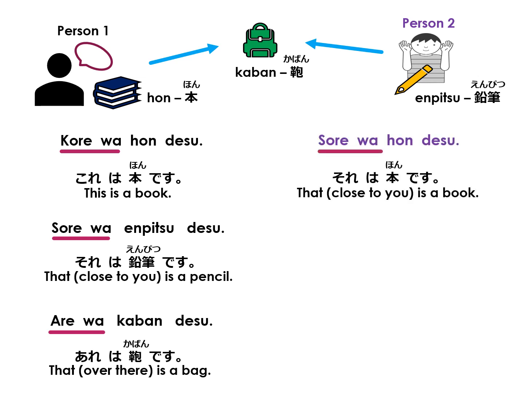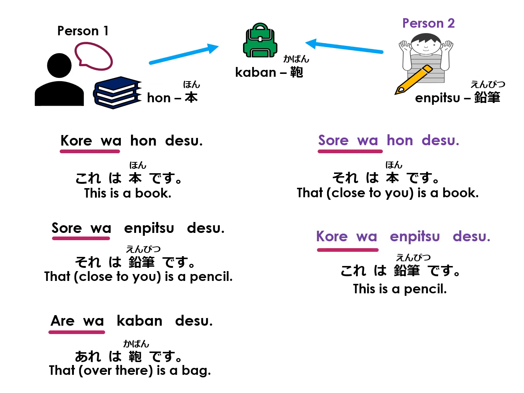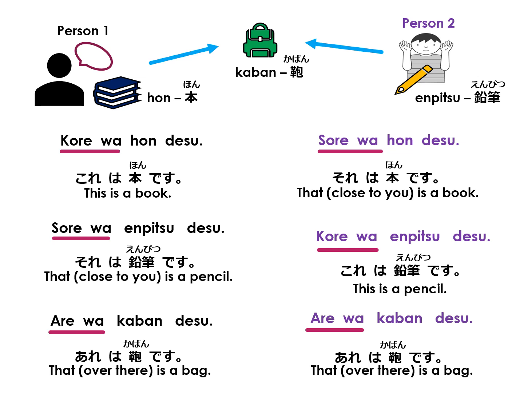Sore wa hon desu. That close to you is a book. Kore wa enpitsu desu. This close to me is a pencil. Are wa kaban desu. That over there, far from both of us, is a bag. Can you now see how these pronouns work?